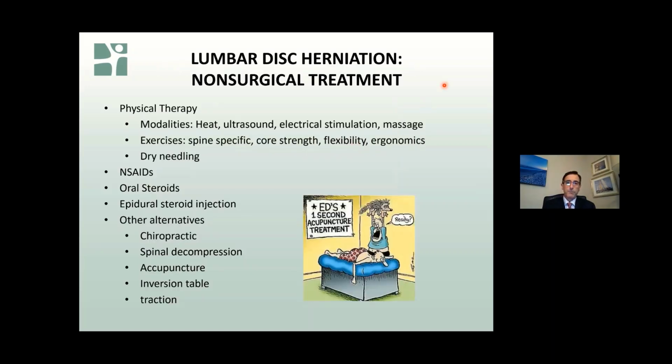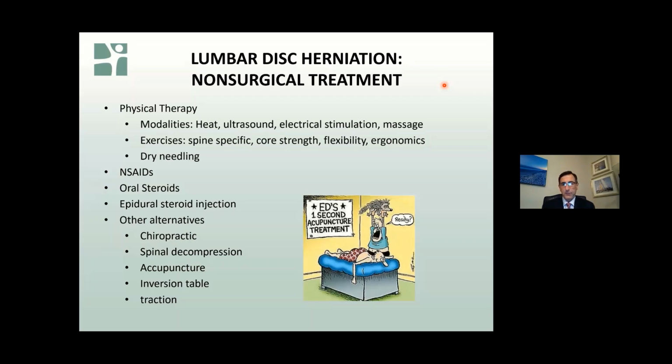So in terms of treatment for lumbar disc herniations, the initial treatment is generally non-surgical, and the standard treatment is physical therapy. And that can include many different things. There can be modalities such as heat, ultrasound, electrical stimulation, massage. Exercises are a very important part of treatment. There are specific spine exercises which may alleviate pain by changing the alignment of the spine. There are specific spine exercises which may open up the space for the nerve a little bit, or get the disc off the nerve slightly to relieve pain.